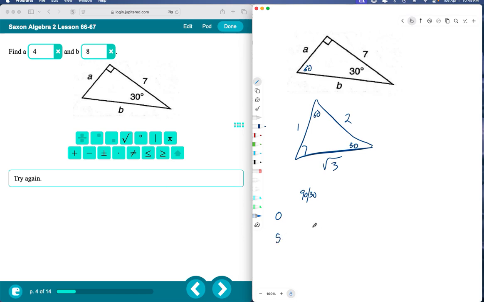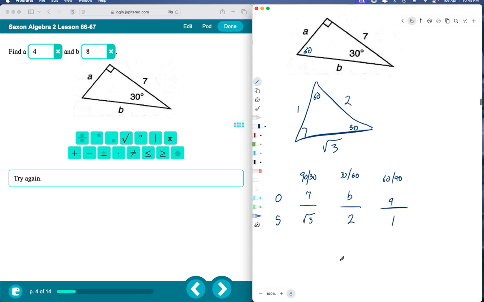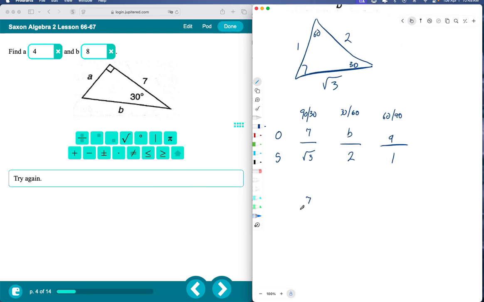So the 90, 30 side would be 7 over square root of 3. Then you've got the 30, 60 side, which on the original triangle is b, and on the similar triangle is 2. And then you've got the 60, 90 side, which is this one. So the original triangle, 60, 90 is a, and that would be 1. All right, so we have some values we can use. So 7 over square root of 3 is equal to b over 2, and 7 over square root of 3 is equal to a over 1.